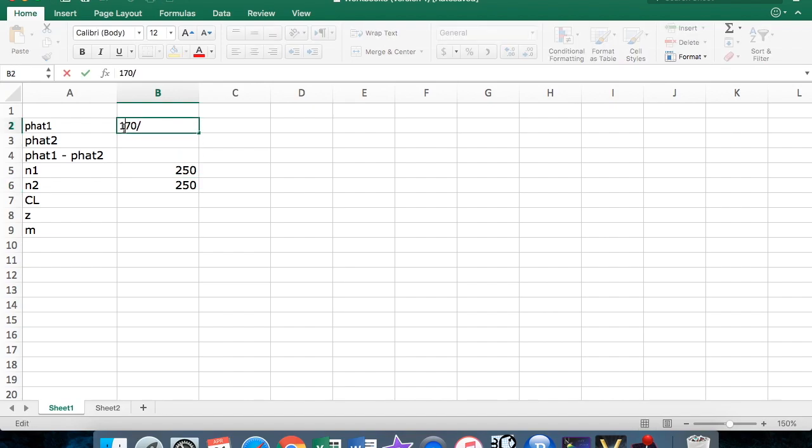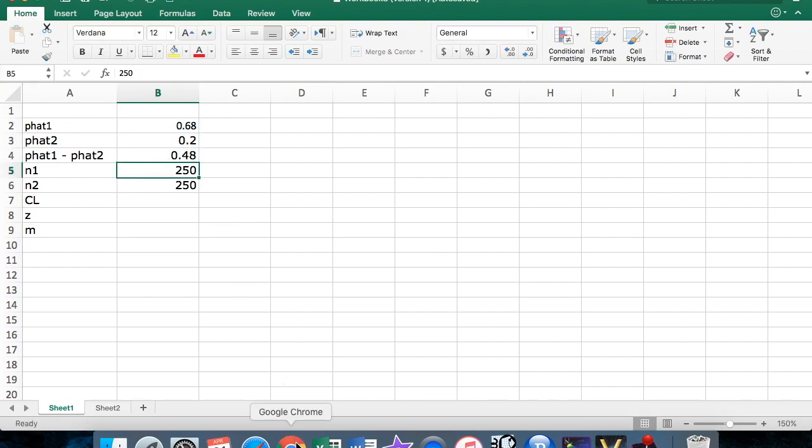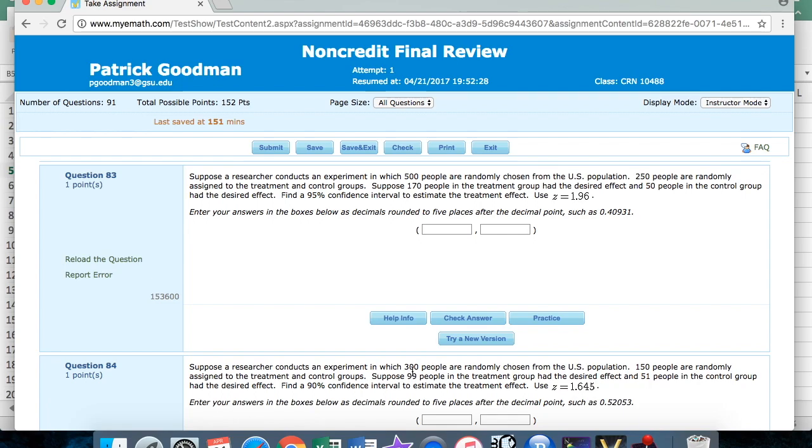Oh, I forgot to do equals. Just having one of those days. Okay, and then the other one was 50 people, so this is a pretty large difference. 50 divided by 250 for n2. And then p-hat1 minus p-hat2 is this one minus this one. Cool, so there's a positive difference, so p-hat1 is definitely larger than p-hat2.